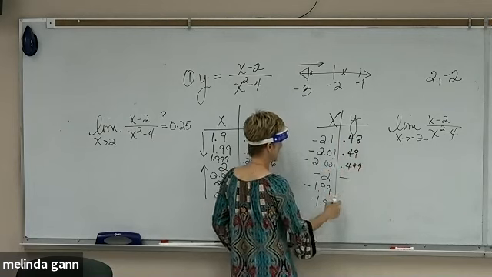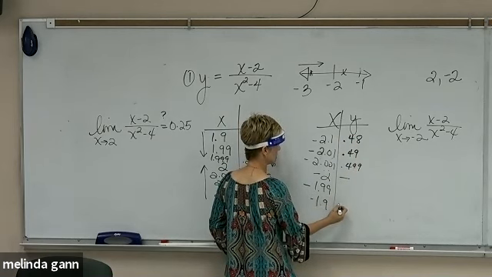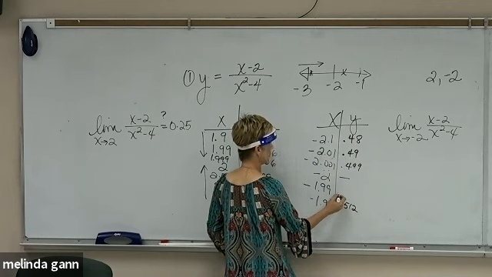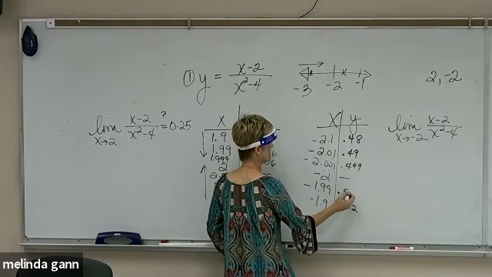All right, what about down here? What'd you get for a negative 1.9? 0.512. What about negative 1.99? 0.5012.